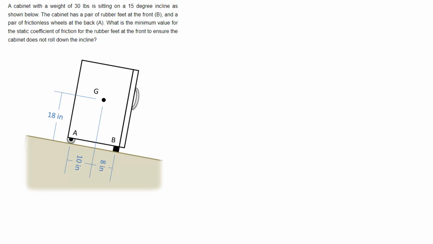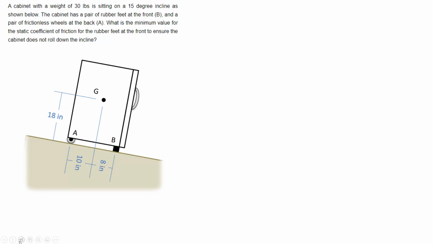We want to know what is the minimum value of static coefficient of friction for the rubber feet at the front needed to ensure that the cabinet does not roll down the incline. We're going to treat it like an equilibrium problem, and we are at the point of impending motion. We're going to figure out what the coefficient of friction is at that point.